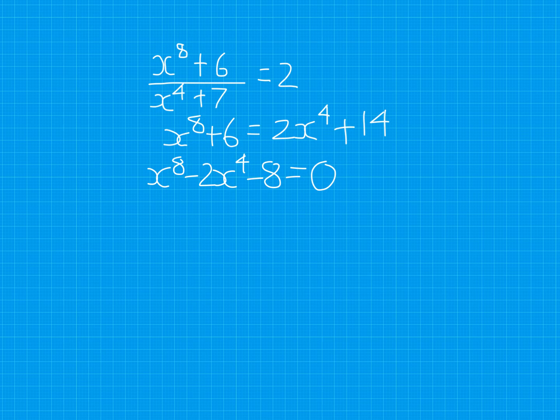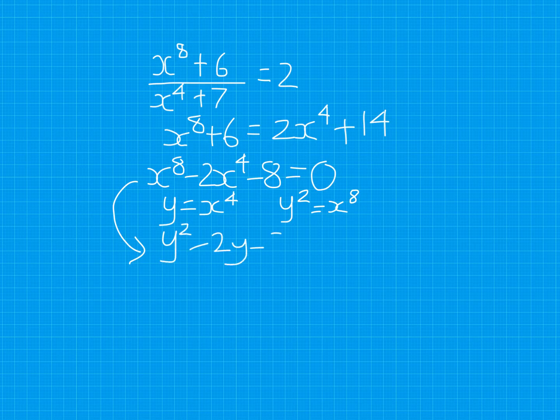Now it doesn't look like a quadratic, but the reason I can use the methods for quadratics is this is just this squared. So what I'm going to do is let y equal x to the power of 4. Then y squared is x to the power of 8. I can rewrite this equation as y squared minus 2y minus 8 equals 0.